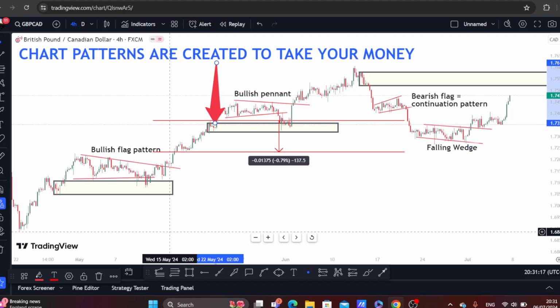Look for supply and demand zones above or below those chart patterns. Yeah, that is where the banks want to do business.